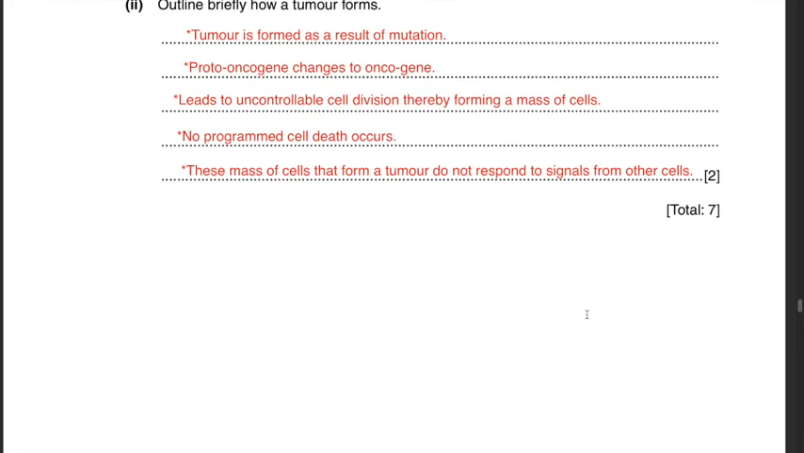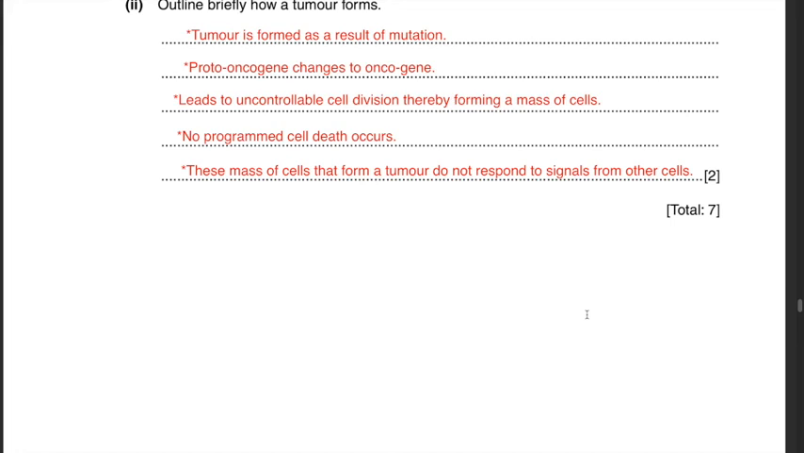Part 2. Outline briefly how a tumor forms. Tumor is formed as a result of mutation. That is a key point. Then, what happens in the mutation? Well, a proto-oncogene changes to an oncogene. What does that lead to? Well, it leads to uncontrollable cell division, thereby forming a mass of cells.